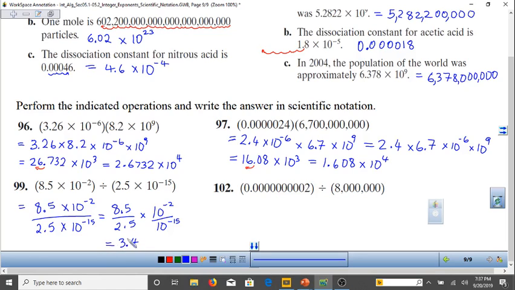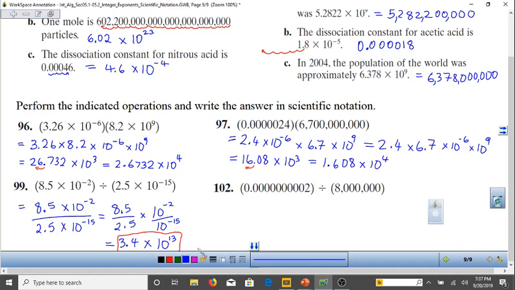And then times 10 to the negative 2 divided by 10 to the negative 15 is, if you move the 10 to the negative 15 to the top, you get 10 to the positive 15, which is added to the negative 2, you get 10 to the 13. And there you have your answer. I won't show all of that work, but you can do that on your own.